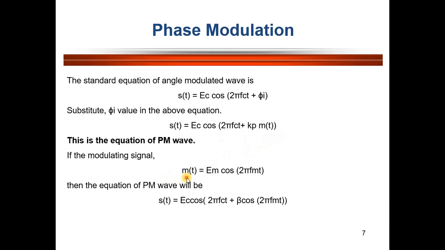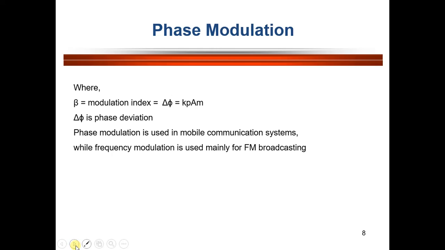And we know the value of modulating signal is m of t is equal to Em cos 2 pi fmt. So, S of t is equal to Ec cos 2 pi fct. We will place the value of m of t in the equation, Em cos 2 pi fmt. Then, it should be replaced by beta cos 2 pi fmt, whereas beta is a modulation index represented by del phi. Del phi is equal to Kp Am. Del phi is a phase deviation.